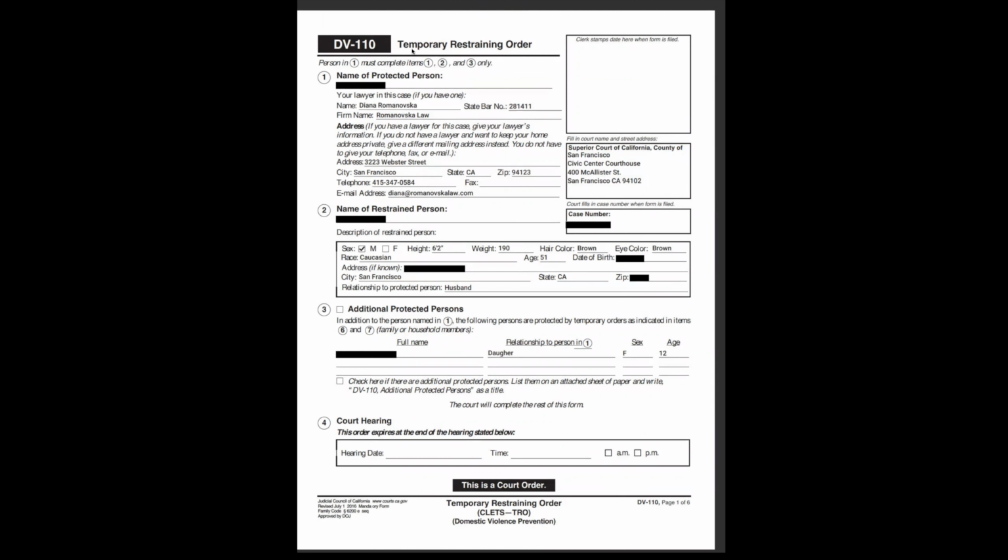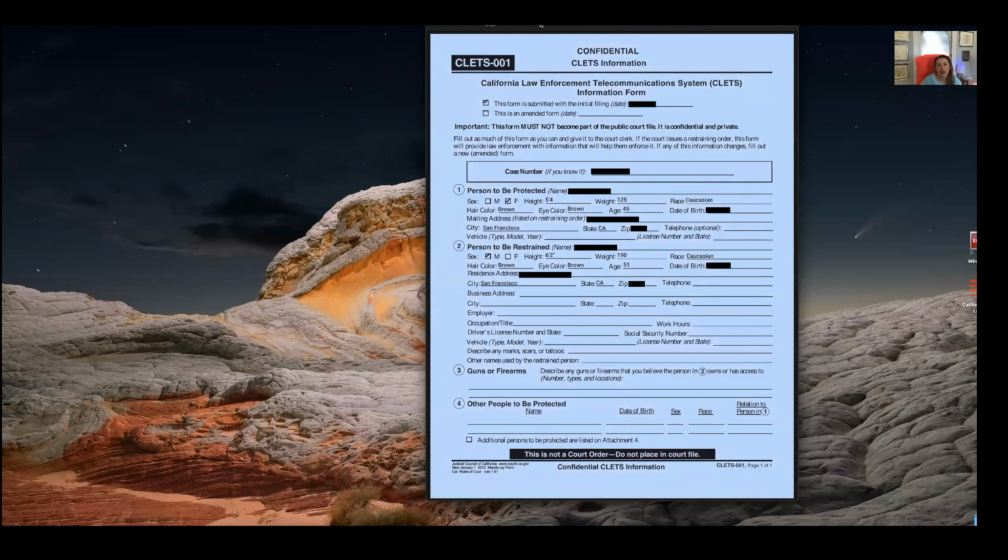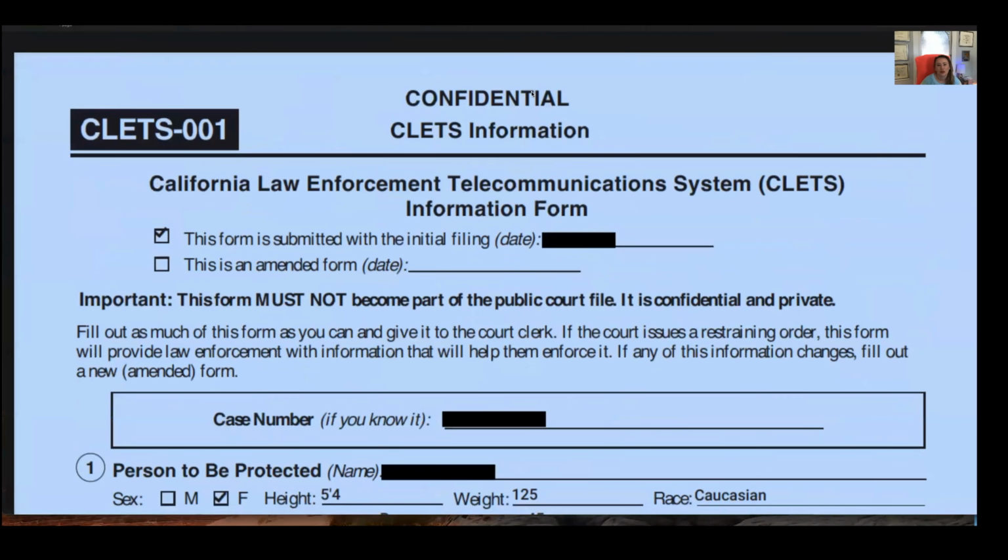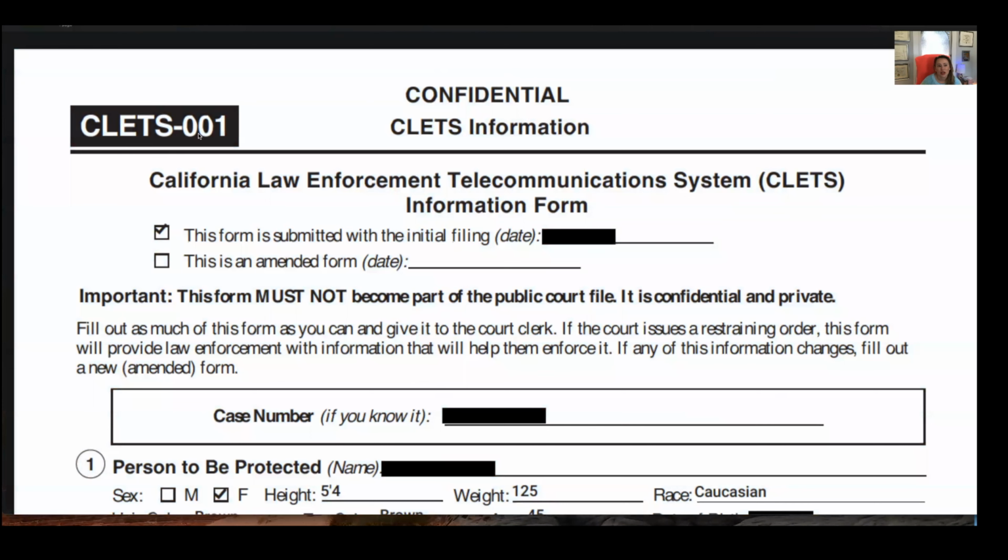Next form, DV-110. All you need to do is fill out numbers 1, 2, and 3 the same way you did in form DV-100. The rest is for the court to fill out. The clerk will fill out number 4 to set a hearing date, and all other numbers will be checked off by the judge. A lot of people forget this form, CLETS-001.